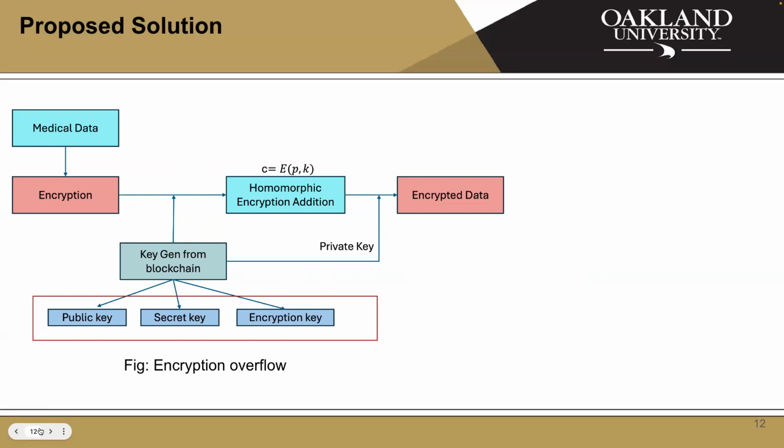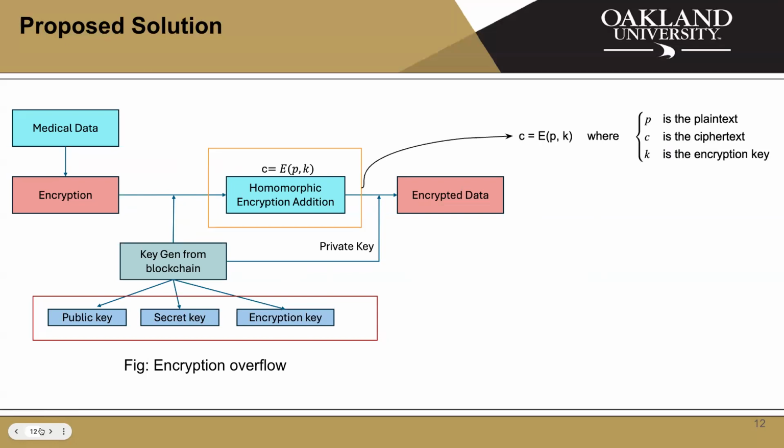There are two versions of fully homomorphic encryption: one is addition and the other is multiplication. We use the addition one. This is the basic function for homomorphic encryption addition, where P is the plaintext, C is the ciphertext, and K is the encryption key. Using the plaintext and ciphertext, we can apply traditional homomorphic encryption mathematics to encrypt our data. The encryption key is later shared with the data owner.